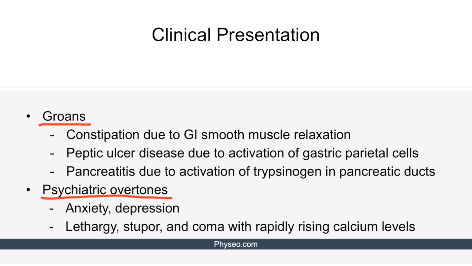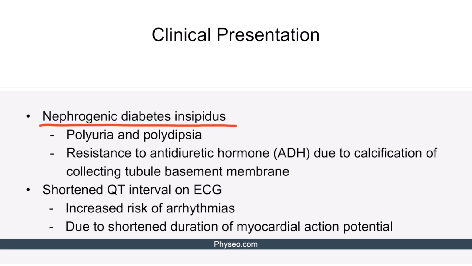Finally are the psychiatric overtones. Psychiatric disturbances and changes in consciousness are also common in patients with hypercalcemia. Psychiatric disturbances include anxiety and depression. Rapidly rising serum calcium levels can also cause lethargy, stupor, and coma. Severe hypercalcemia can also induce nephrogenic diabetes insipidus. Nephrogenic diabetes insipidus in turn presents with polyuria and polydipsia.